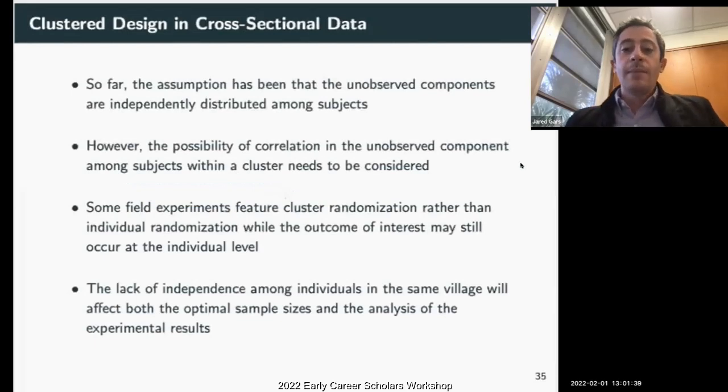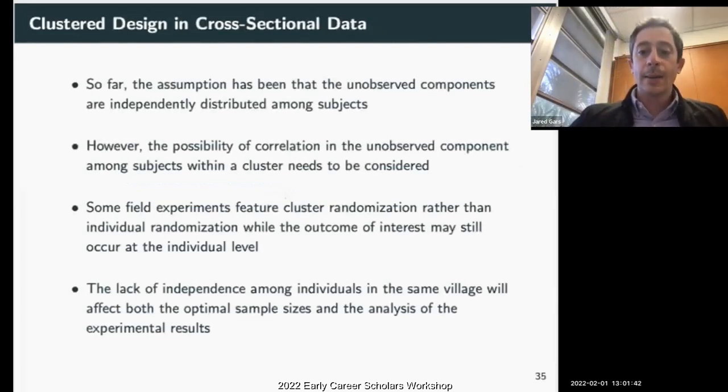So thus far, we've maintained the assumption that the unobserved components are independently distributed among units. However, there's a possibility of correlation in the observed components among units, or in the unobserved components among units within a cluster, and that can be a nuisance when coming up with your power calculations. So clustering is going to play a role in every experiment type, from sessions in laboratory experiments to, say, villages in the field experiments in developing countries.